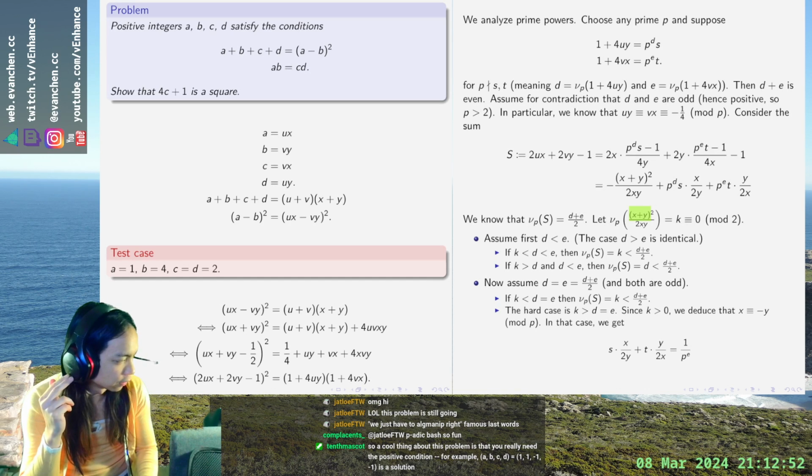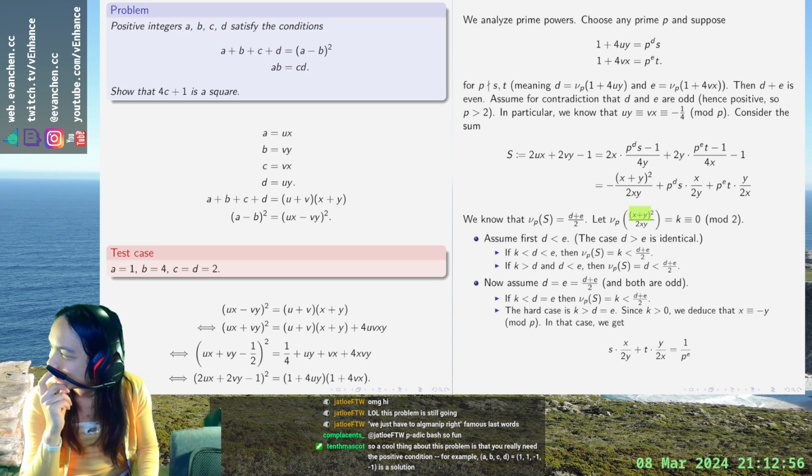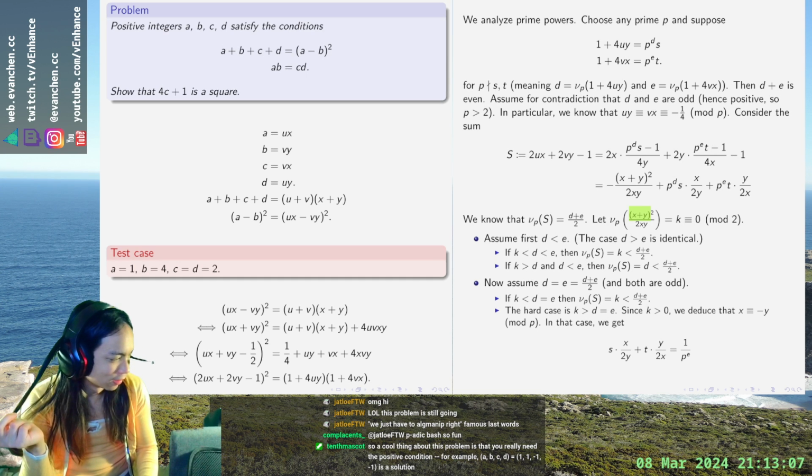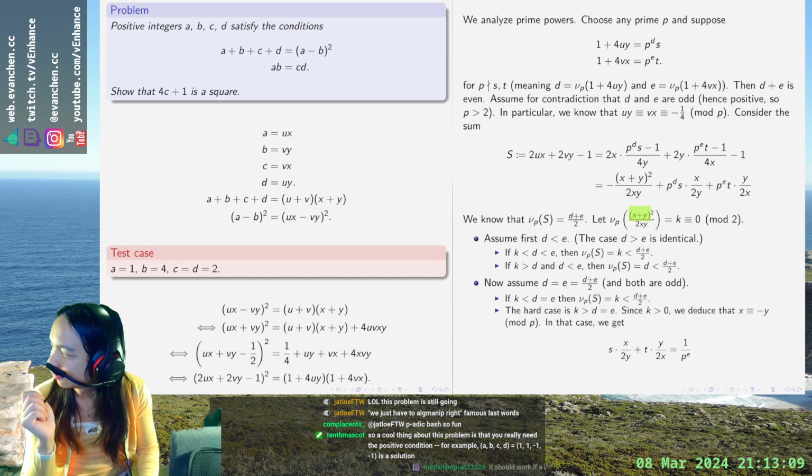Oh. Shit, are you actually serious? Oh no. 1, 1, minus 1, minus 1. What is that in UVXY notation?